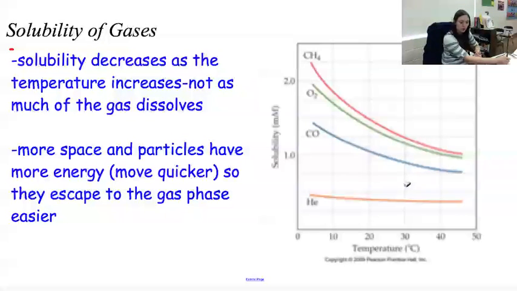Okay, and usually for a solution with solids, we look at the solubility in grams of the solid per grams of water. Here we're looking at molarity. All right. Think about how pop gets flat as it gets warm. A glass of cold water will have bubbles on the side as it warms. Okay, your gas is starting to leave as the temperature goes up.